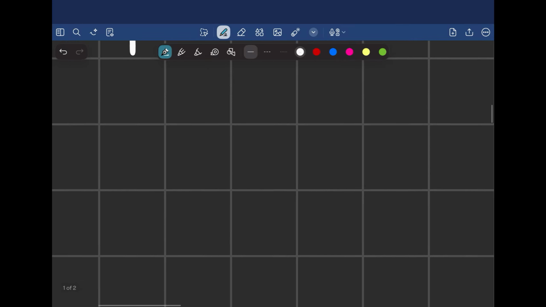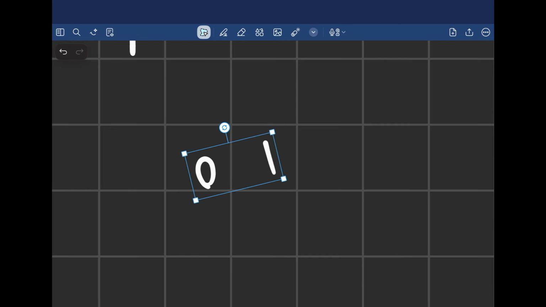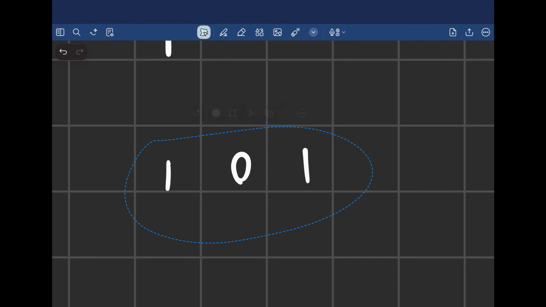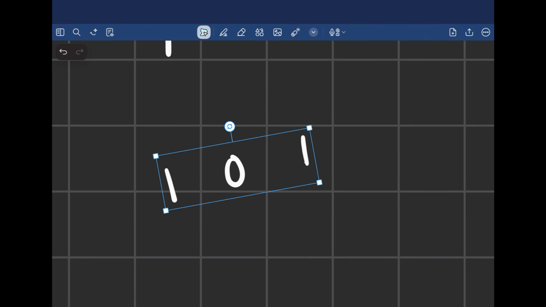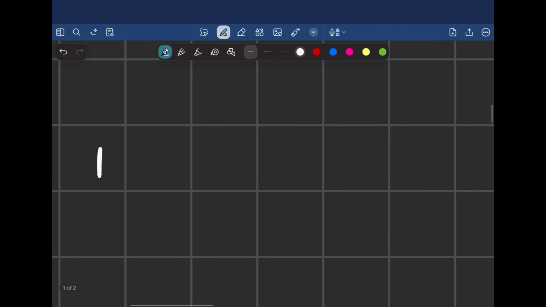If I write 10, well, it doesn't look the same anymore because now it looks like 1. But what if I change that number to 101? Well, flipping it, it's still 101. And there's some other numbers that look the same, such as 8, 6, and 9.